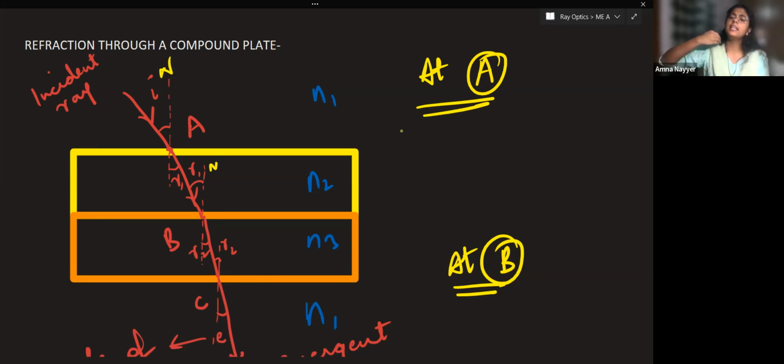The final ray that emerged out of this complete compound plate, we call it the emergent ray. Fine, we are calling it what? Emergent ray. Now, the angle of emergence is basically the angle that the refracted ray is forming with the normal. So even if you use the term emergent ray or the final refracted ray, both are the same. Emergent ray means refracted ray only. This was the angle of refraction.